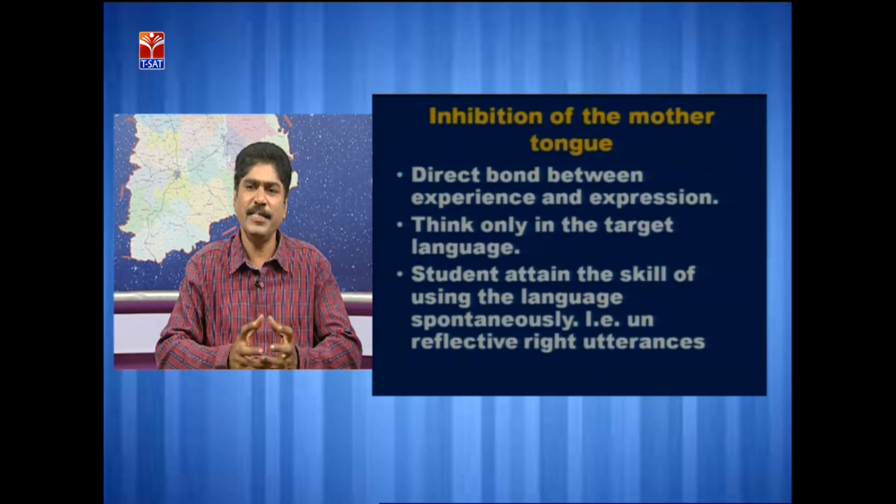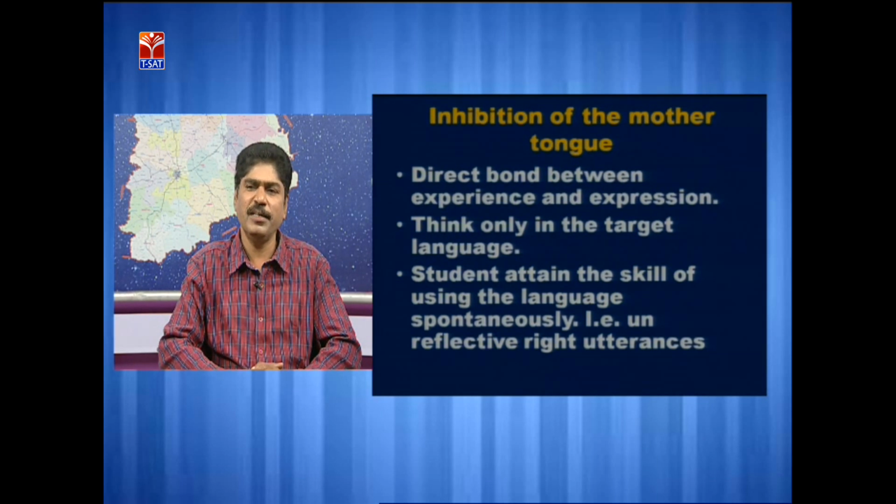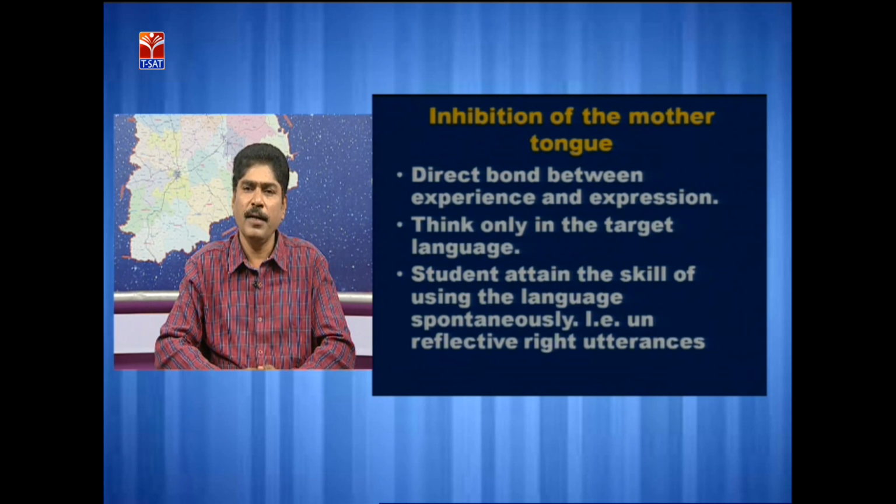The students, teachers, you just observed a model of a direct method class. Let us try to understand its principle: the inhibition of the mother tongue, a direct bond between experience and expression, thinking only in the target language. Students attain the skill of using the language spontaneously, that means unreflective utterances. We should encourage students to speak English spontaneously like their mother tongue. We don't use the mother tongue in our classrooms.